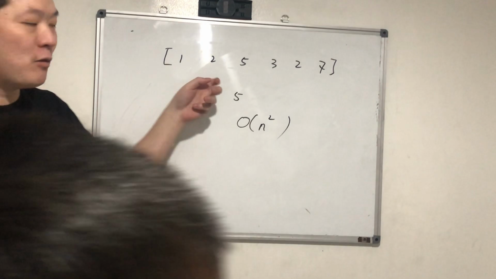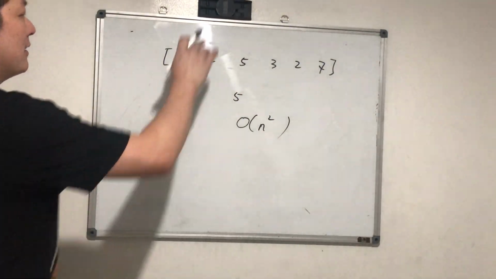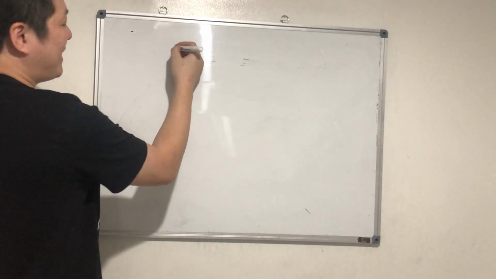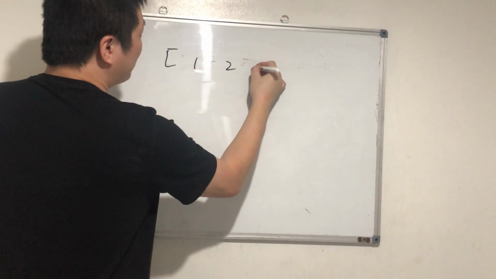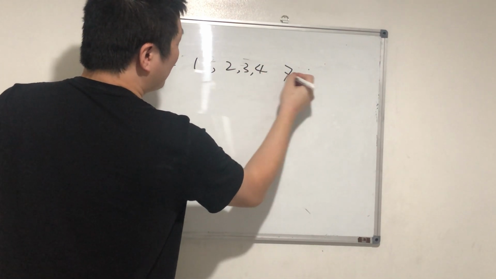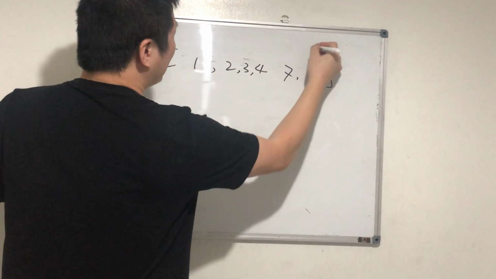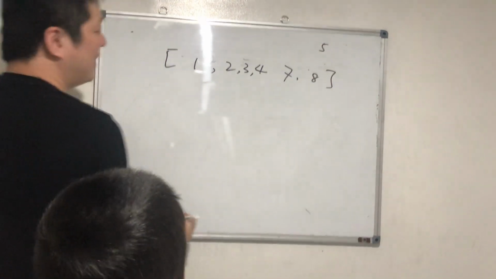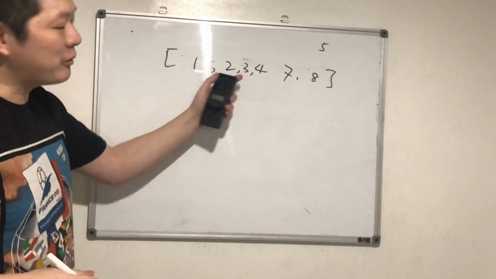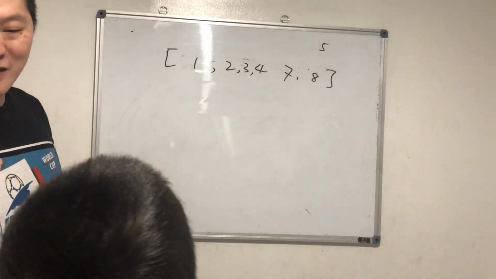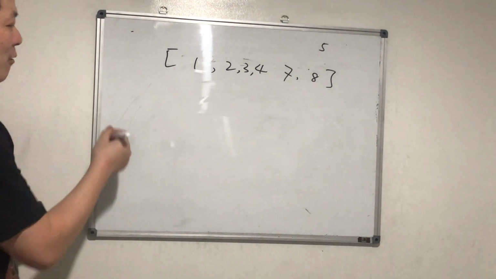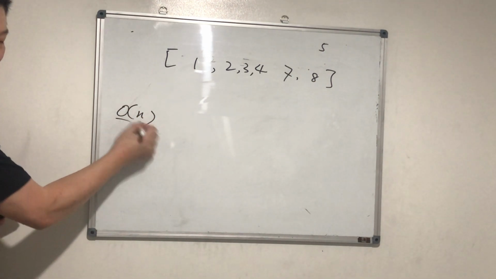So today we'll talk about what happens if the array is sorted. It'll be much easier. Let's say 1, 2, 3, 4, 7, 8. Let's find if there are two numbers adding to 5. If this array is sorted, how do you get it? Can you come up with a fast algorithm to do it in O(n) time?